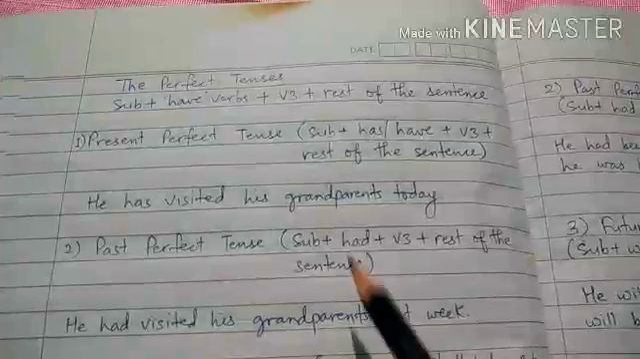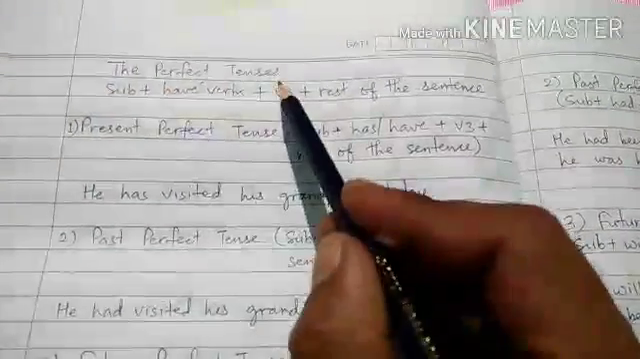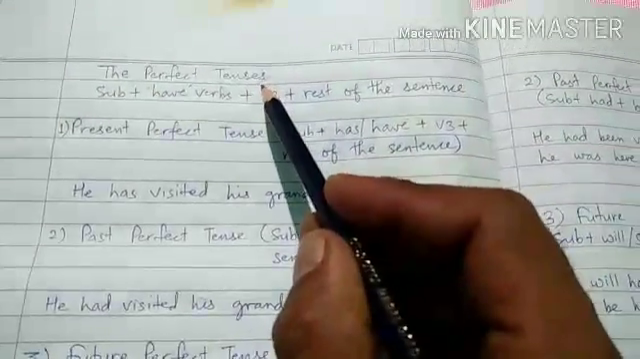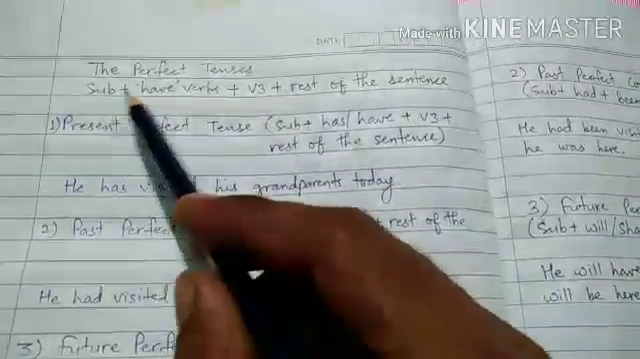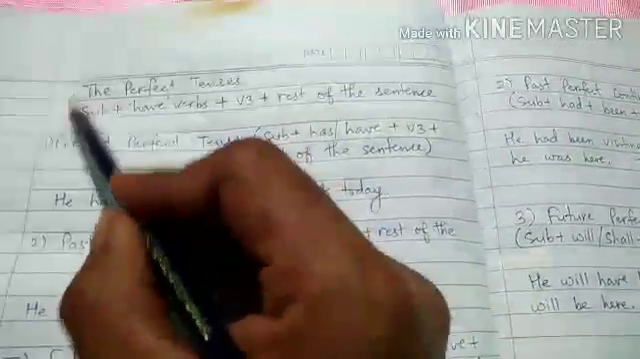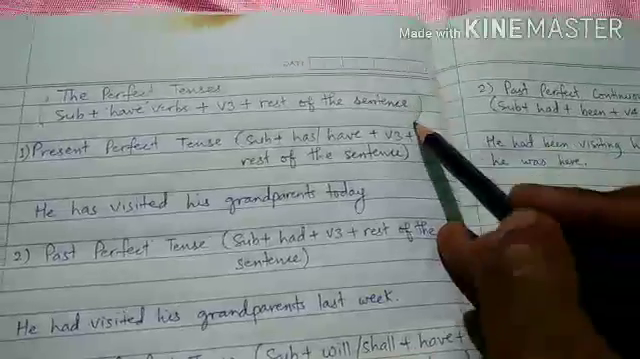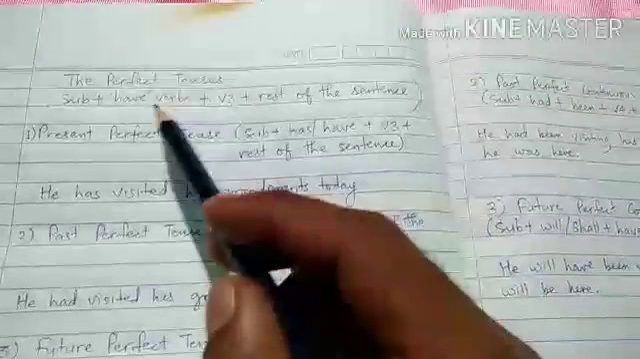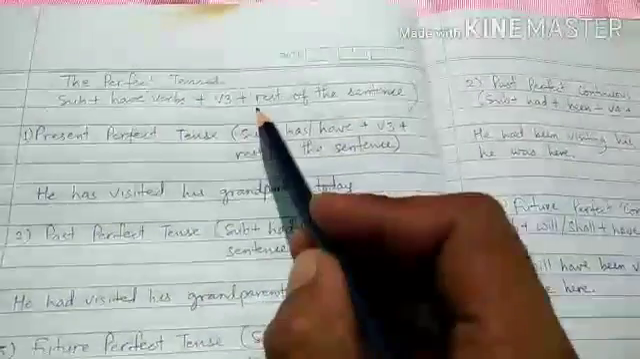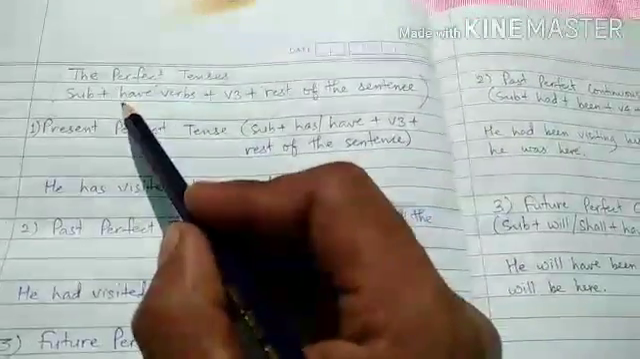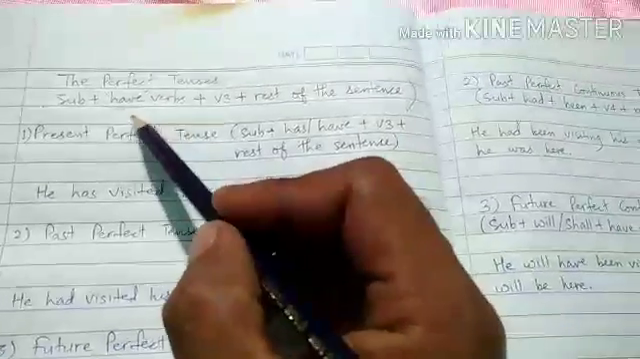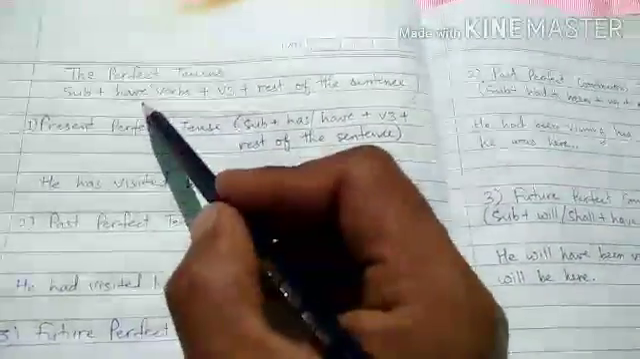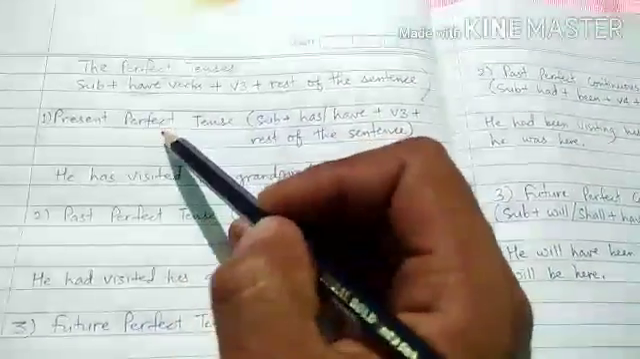Now let us come to the perfect tenses. What is the complete sentence structure in the perfect tenses? Subject plus have verbs plus B3 plus rest of the sentence. Now we have to understand the sentence structure in the present perfect tense, which have verbs to be used, past perfect tense which have verbs to be used, and future perfect tense which have verbs to be used.